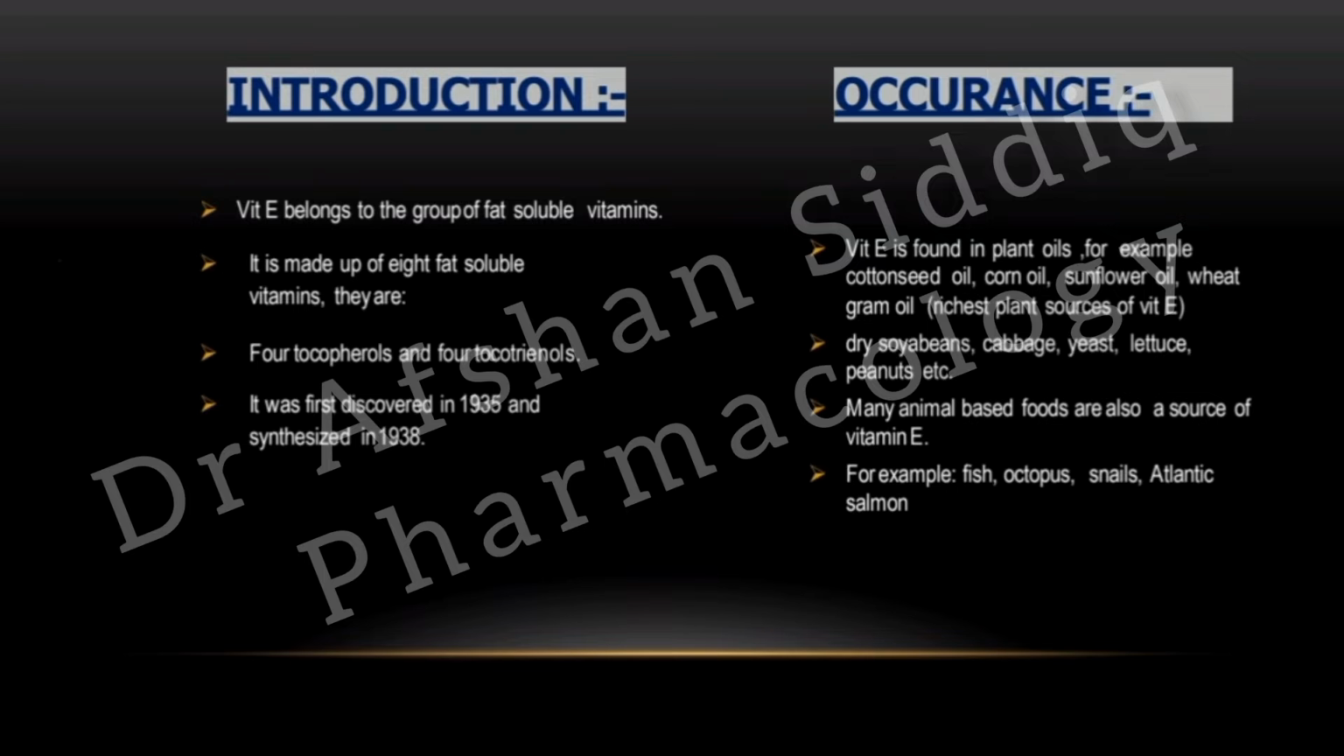As far as occurrence of this vitamin is concerned, it is found in plant oils. For example, cottonseed oil, sunflower oil. It is also found in cabbages, yeast, lettuce, peanuts, and many animals are the best source of vitamin E. For example, fishes, octopus, snail, and Atlantic salmon. Salmon is the name of a fish, okay?